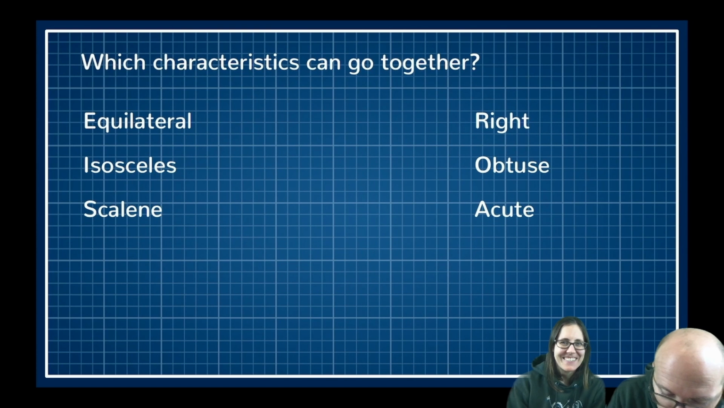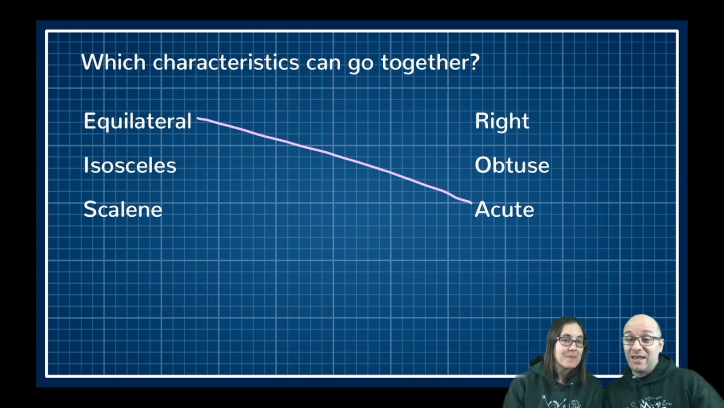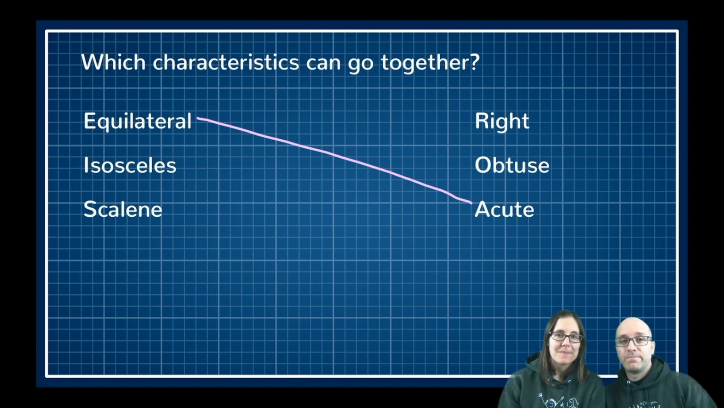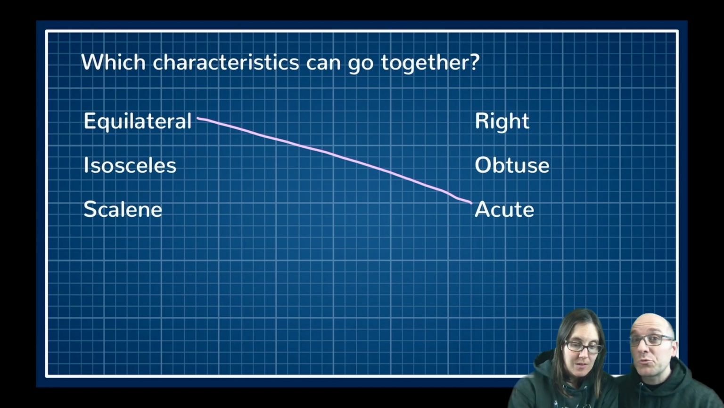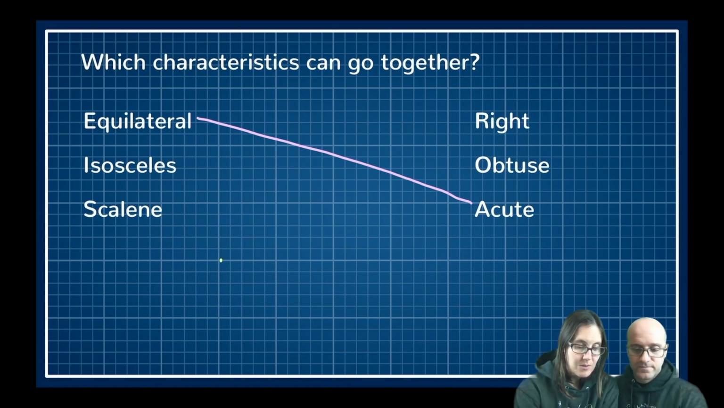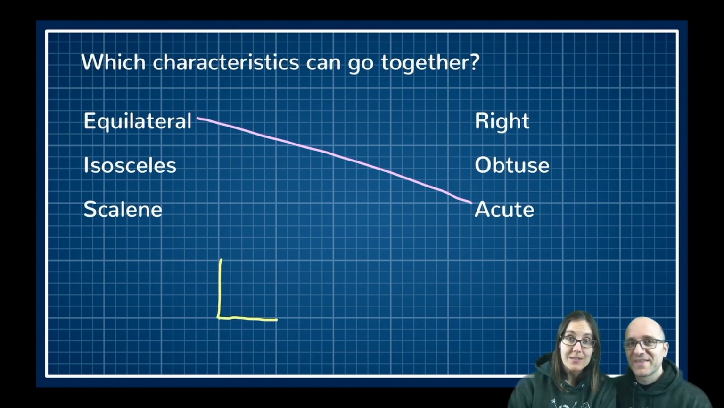So equilateral can be acute, and that's all they can be. Only acute. Yep. All right, what about an isosceles triangle? That one can definitely be right. Can you draw me an isosceles right triangle? Yes. So I'm going to make this side the same length as that side. Ta-da! And now I just need to connect them, and that's an isosceles right triangle.